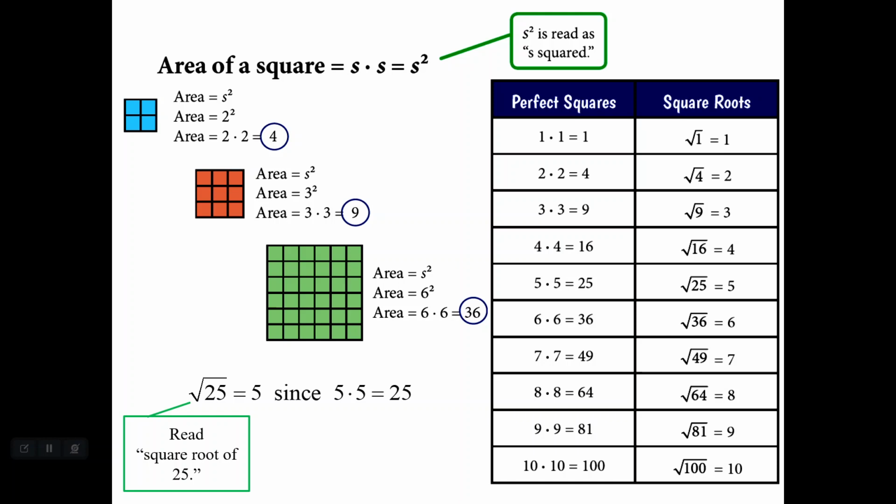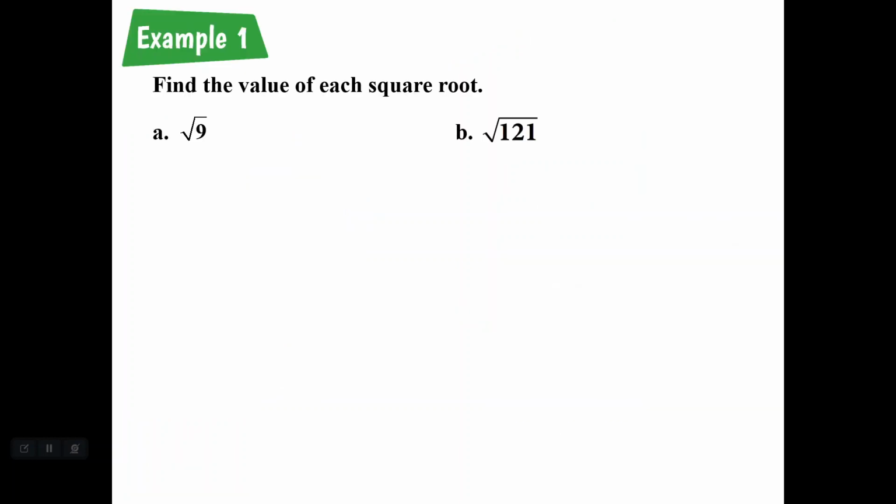Also, just so we're all using proper mathematical vocabulary, when you see the square root of a number, that's how it's read. So in that green box, you can see that it's read the square root of 25. In the first example, we're just finding the value of each square root. So you're going to ask yourself, what number times itself is 9? The answer is 3, because 3 times 3 is 9.